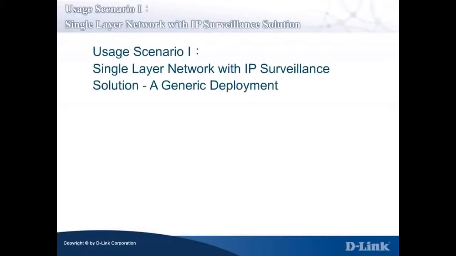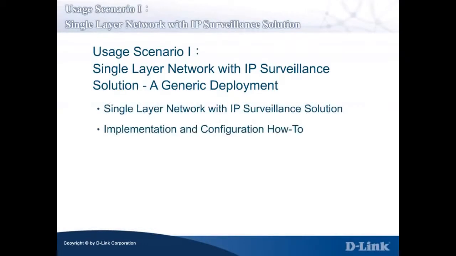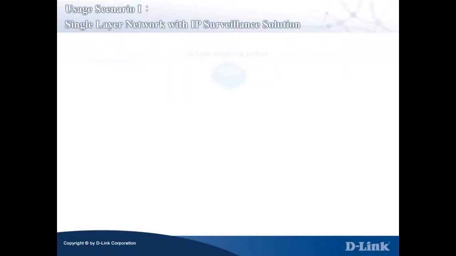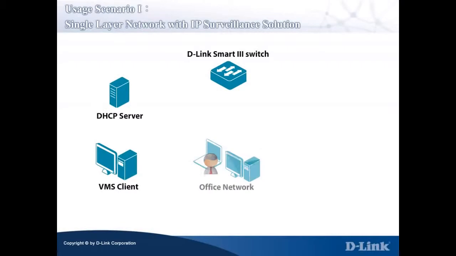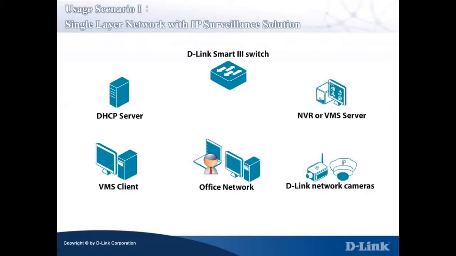Usage Scenario 1. Single-layer network with IP surveillance solution. In the following slides, we will introduce the first usage scenario and talk about how to implement and configure the auto surveillance network. Usage Scenario 1 is auto surveillance VLAN generic deployment. It's a single-layer switched network with IP surveillance solution, as shown in the diagram.